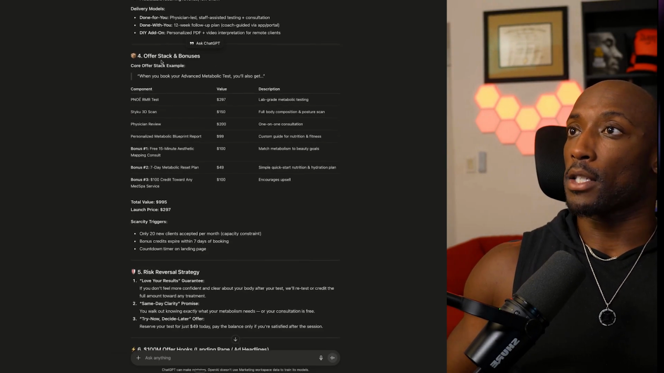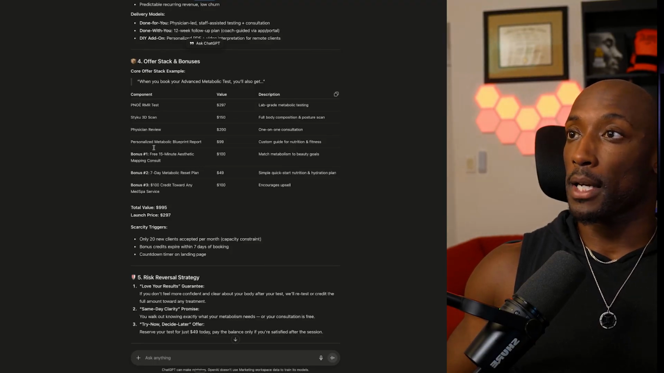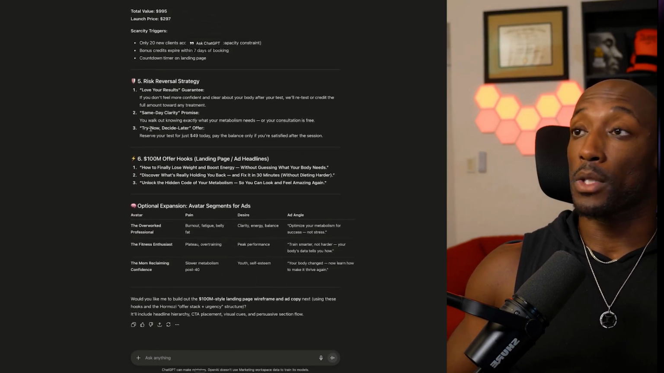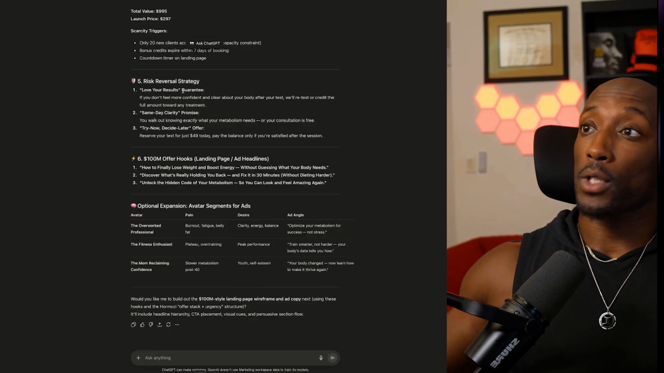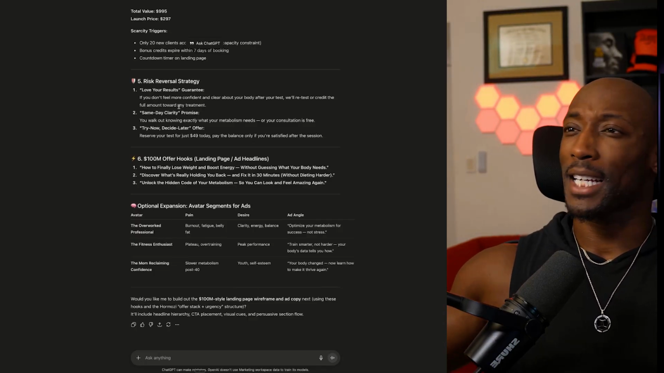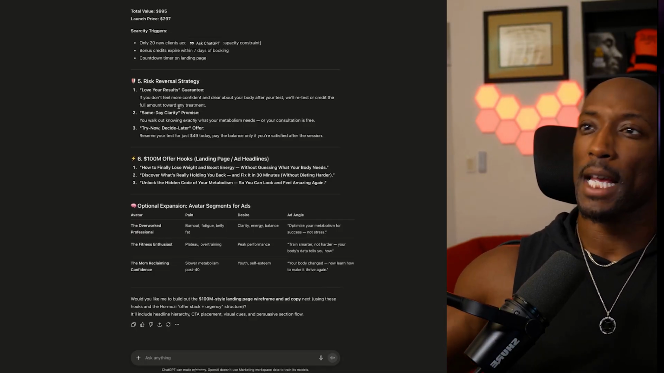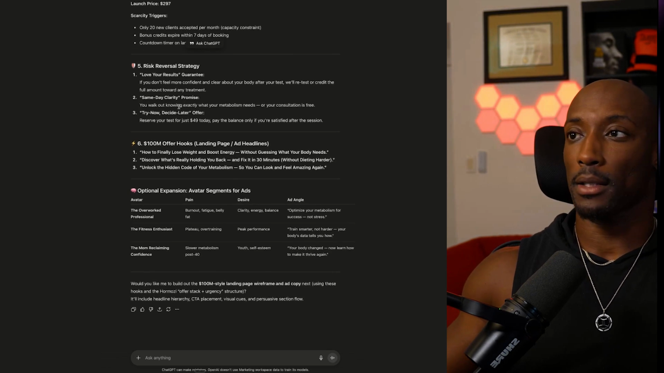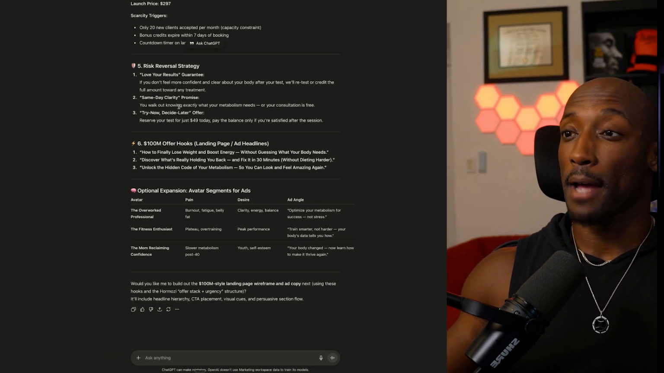And then it has some of the offer stack and bonuses, like we mentioned earlier, some pricing strategies, and some risk reversals. So: love your results guarantee. If you don't feel more confident and clear about your body after your test, we'll retest or credit the full amount towards any treatment. Sounds great. These are some great things that you probably don't have in your stuff.